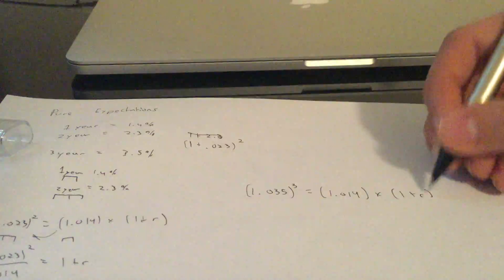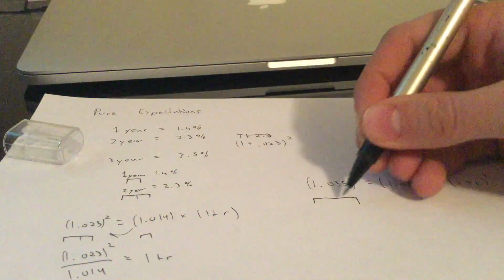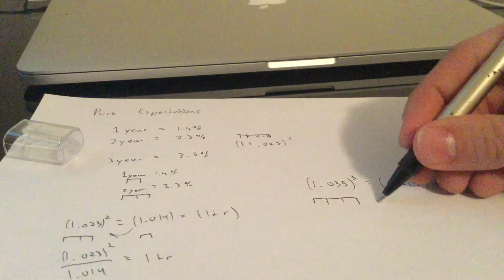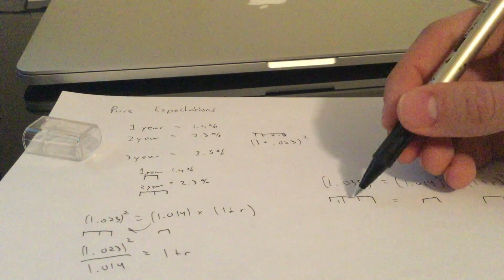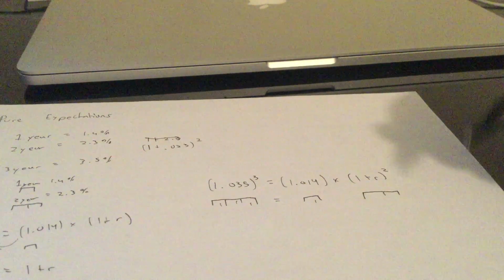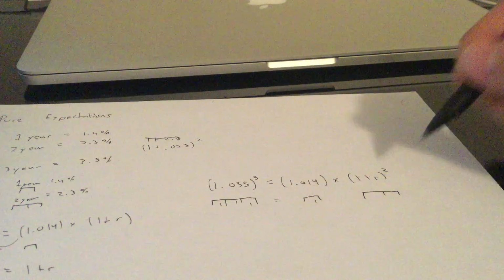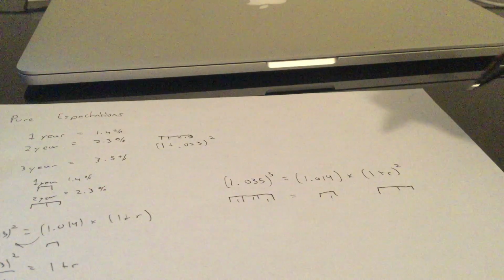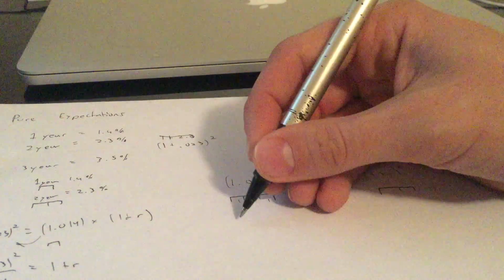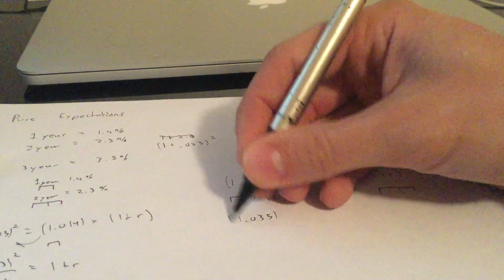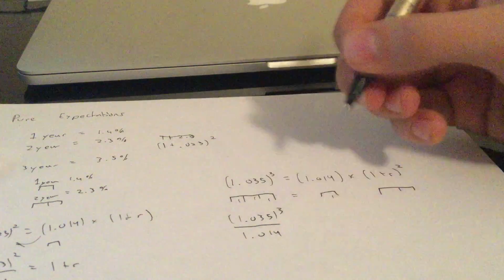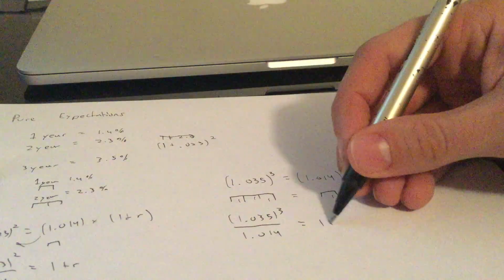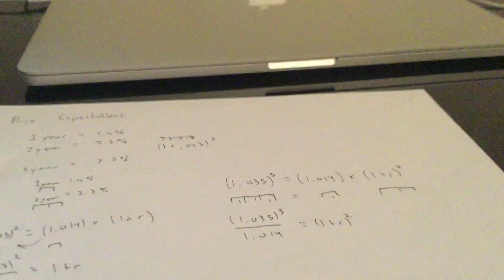1 plus r squared. Now the way that I think about this is that I have my 3 blocks here. I have 1 here, and I have 1 here. I know these rates, I know this rate, I don't know these rates here. I'm trying to solve for them. So now that we have all this stuff laid out, we can just solve for it algebraically, and it's going to be 1.035 cubed divided by 1.014 is equal to 1 plus r squared.